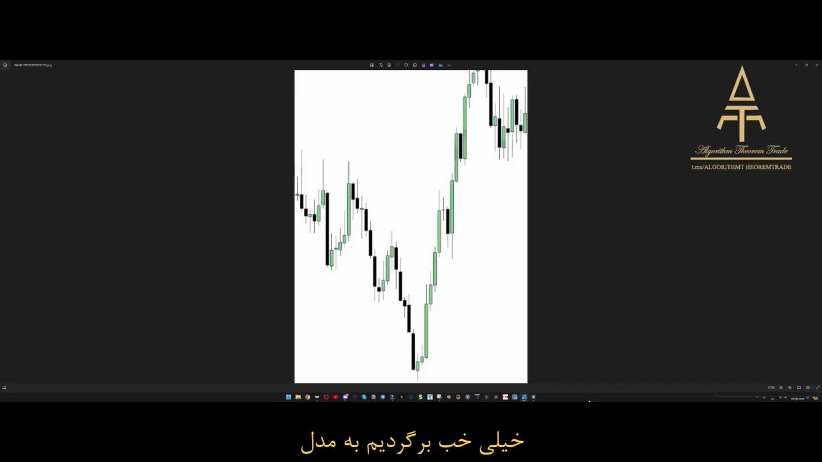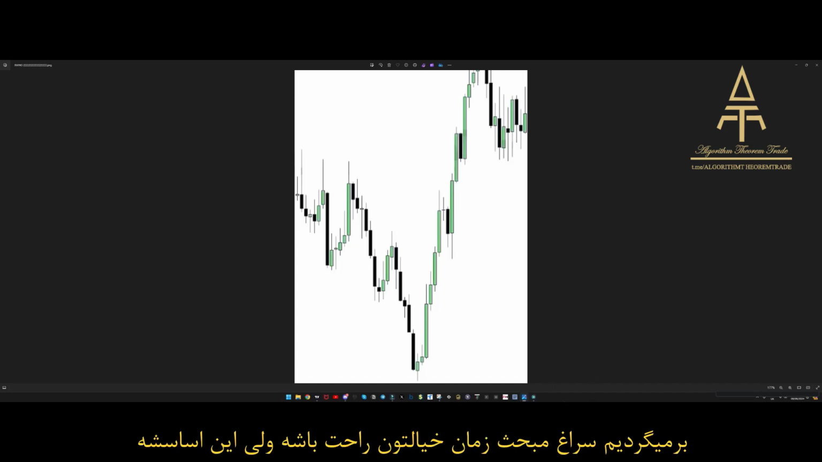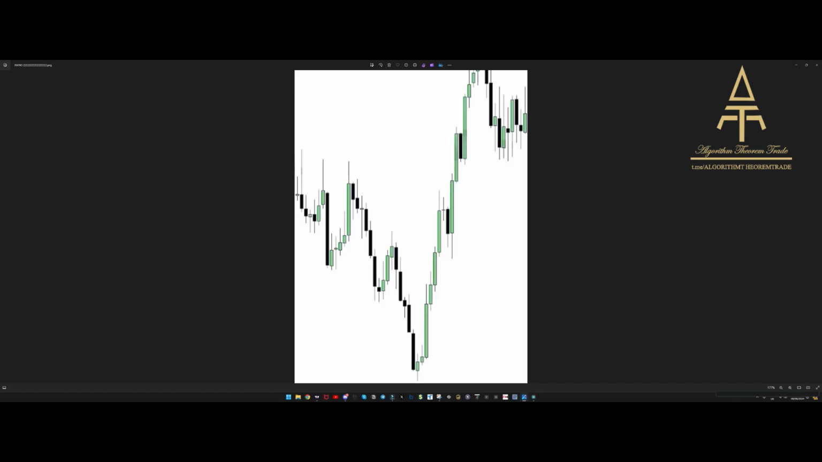Right, so back to the model. We'll come back to time, don't worry, but that's the basics of it. Coming back to the entry model, I hope you all understand this logic. There's a real logic behind this. It's not a pattern. There's an algorithmic price level right here.